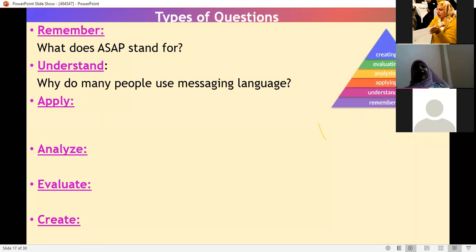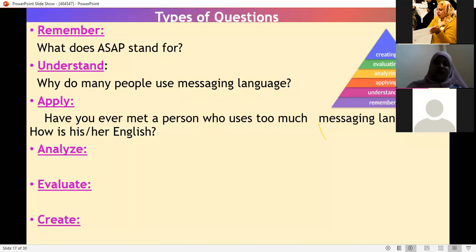Apply, and at the apply level, you use background knowledge and apply it to the text. You get the knowledge from the text in a new situation or a similar situation in life. Give examples of messaging language that you use for apply. Perfect.